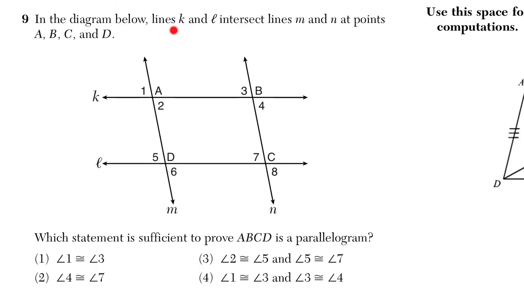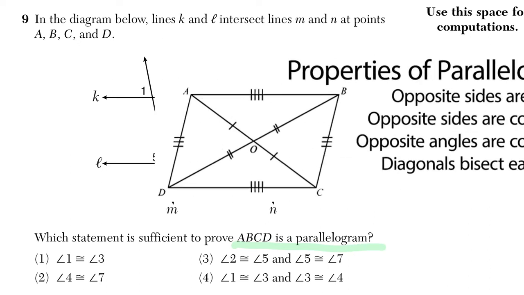Question number 9. In the diagram below, lines K and L intersect lines M and N at points A, B, C, and D. And our objective is to determine which statement is sufficient to prove that ABCD is a parallelogram. And we've got 4 options involving angles. The first thing that we're going to need to do is recognize that our objective is to prove that this is a parallelogram.